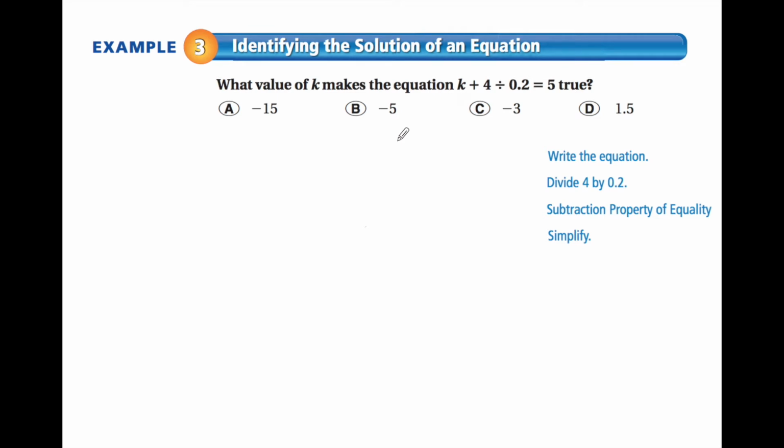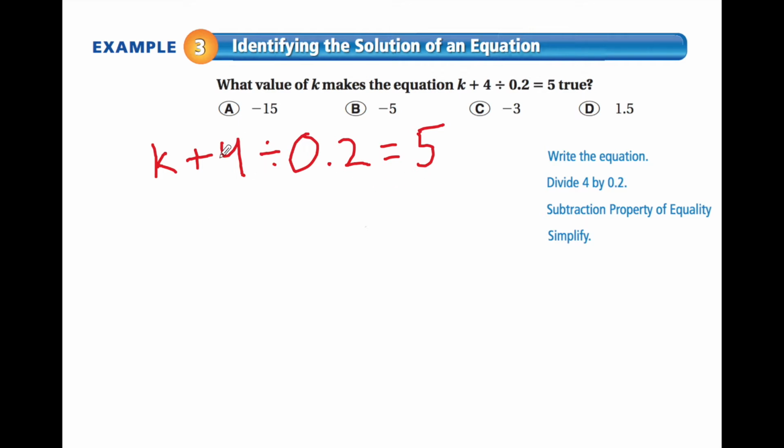Alright, moving on to example 3, identifying the solution of an equation. So they want to know what value of k makes the equation k plus 4 divided by 0.2 equal to 5 true. First thing we got to do is write the equation, which is k plus 4 divided by 0.2 equals 5.